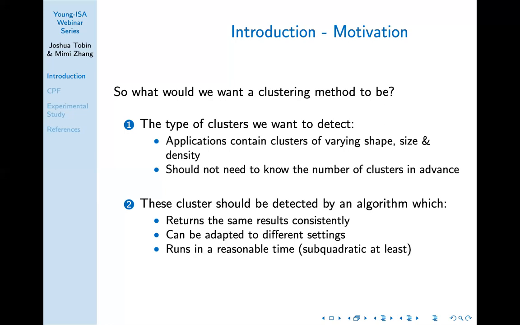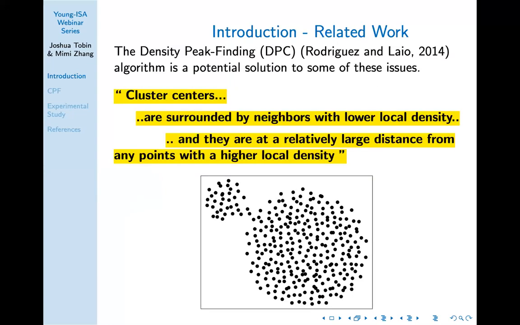So for our approach, we take as a starting point the density peak finding clustering algorithm, which was introduced by Rodriguez and Laio in 2014. I'm going to refer to it from now on as DPC, but when I say DPC, I mean density peak finding clustering. And DPC is an intuitive clustering method based on a really simple idea. The idea is that cluster centers are points which are surrounded by lower local density, and these points should be at a large distance from points which have higher local density.